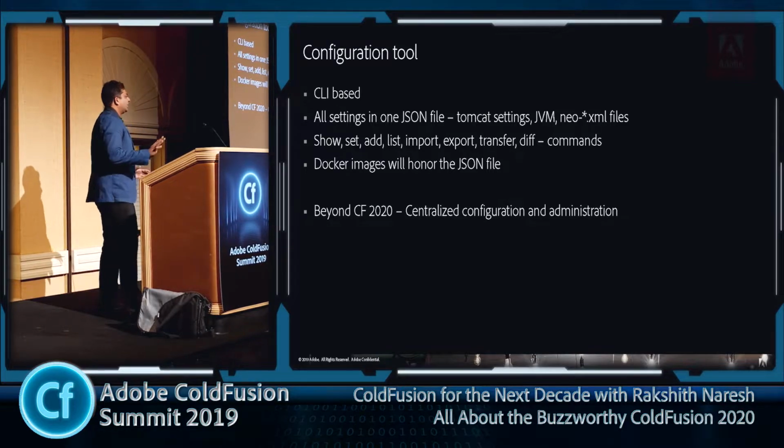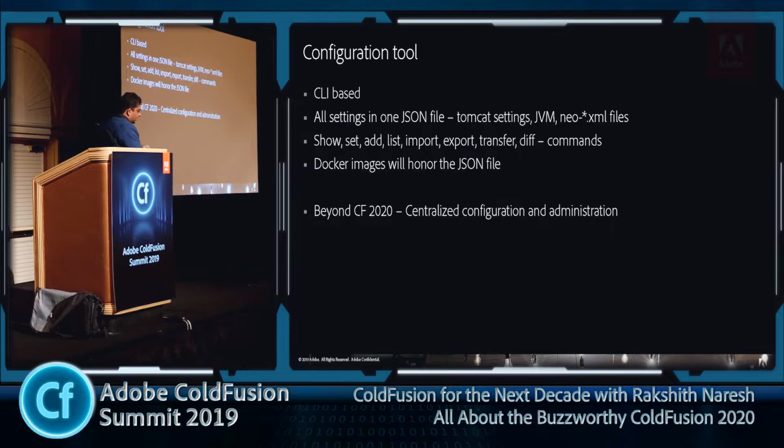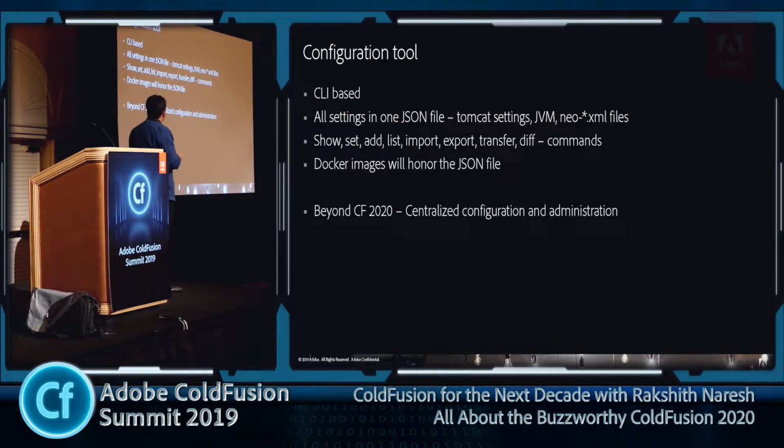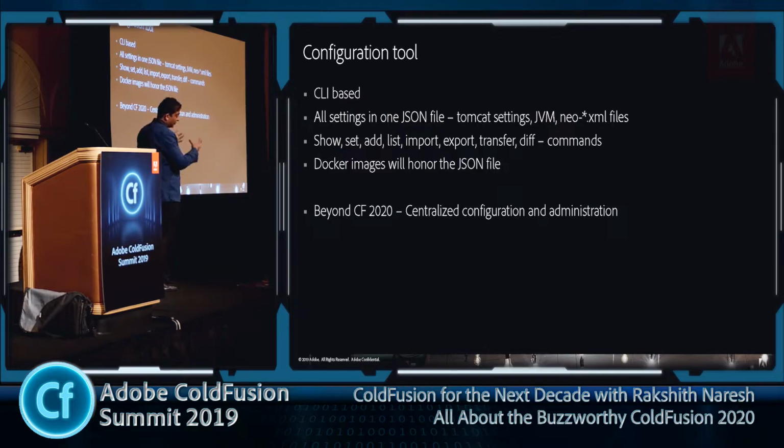But we may not go that route yet for ColdFusion 2020. We might just go with a single JSON file for now that has all the settings from the Tomcat, the JVM, the new XML files. All of that will be a part of this one single JSON file that this CLI tool will generate.